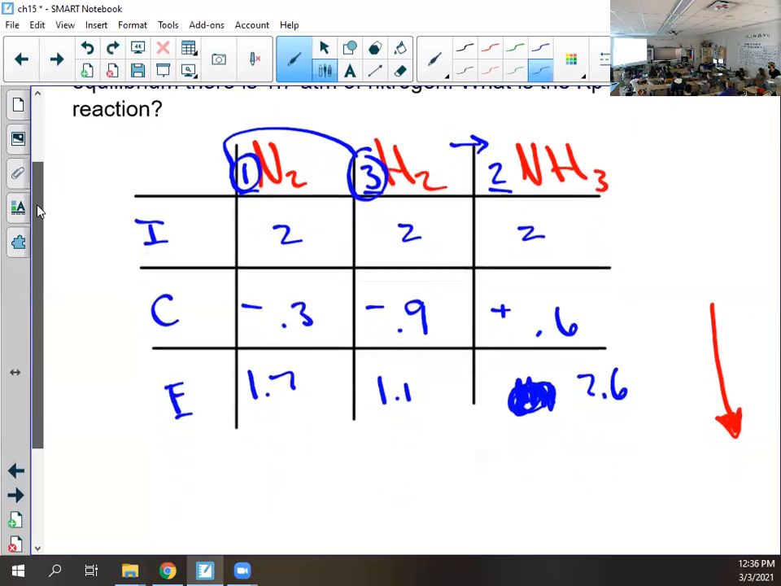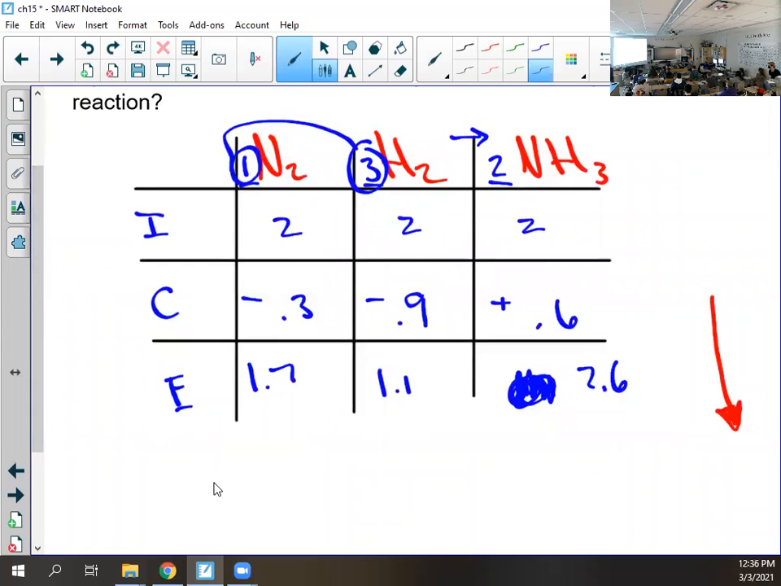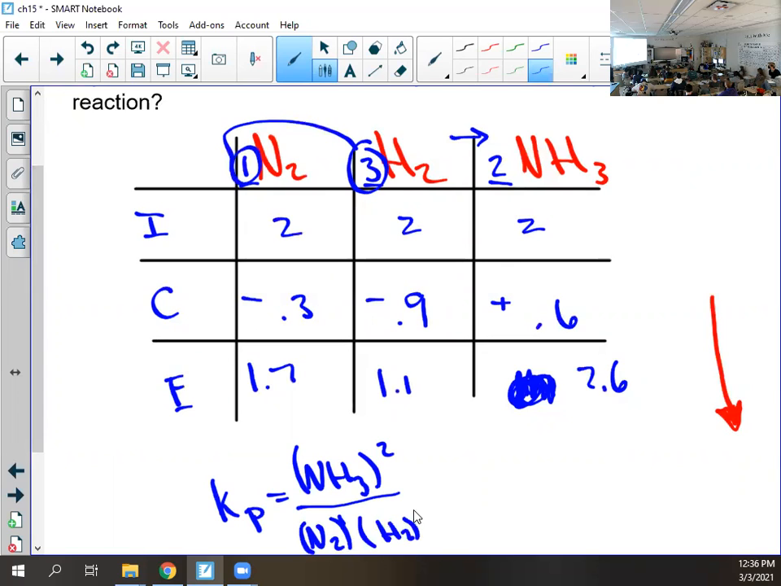Okay. Next, the Kp would be equal to NH3 squared, correct? Over N2 to the first, we arrive at that, times H2 cubed. So I have 2.6 squared over 1.7 times 1.1 cubed. What do I end up with?